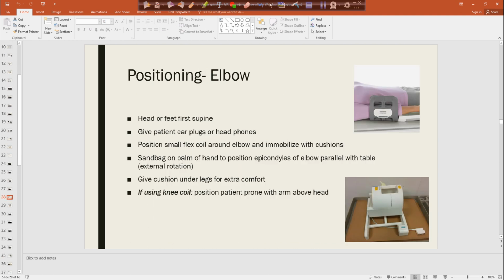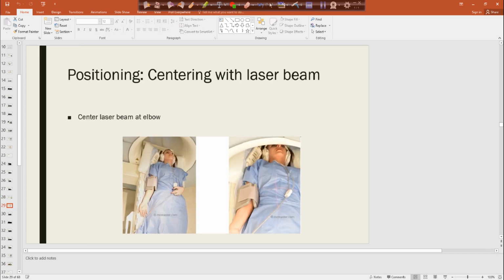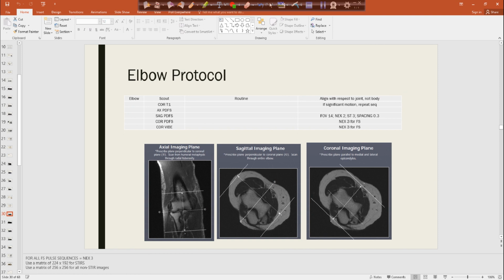Elbow. We can utilize our knee coil for our elbow. Just move it over, have the patient scoot over kind of to the edge of the bed, utilize that knee coil, or a flex coil will do. Once again, we want to supinate the hand because we want the elbow to be as AP as possible. Almost like an external rotation. Center right on that elbow, the epicondyles.